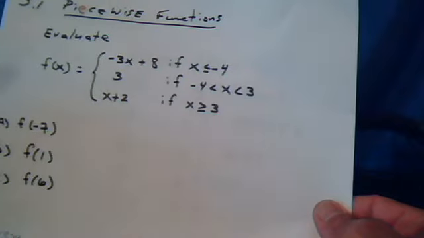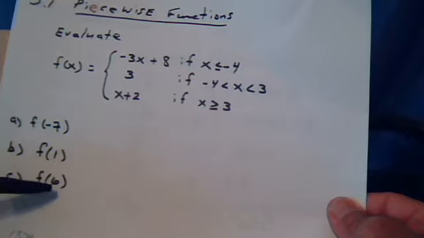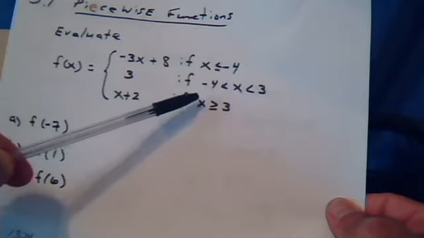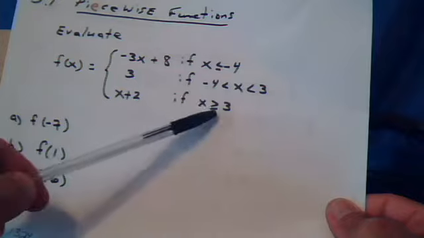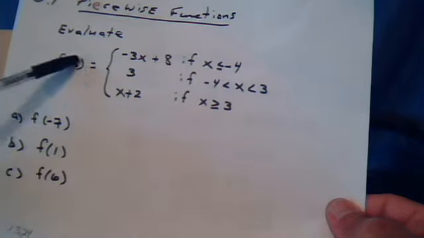And f of 6, that's x equals 6. What group of x's is x equals 6 in? It's in this third group, those x's that are greater than or equal to 3, which is the group that x equals 6 is in, in which case you will use this description of f of x.